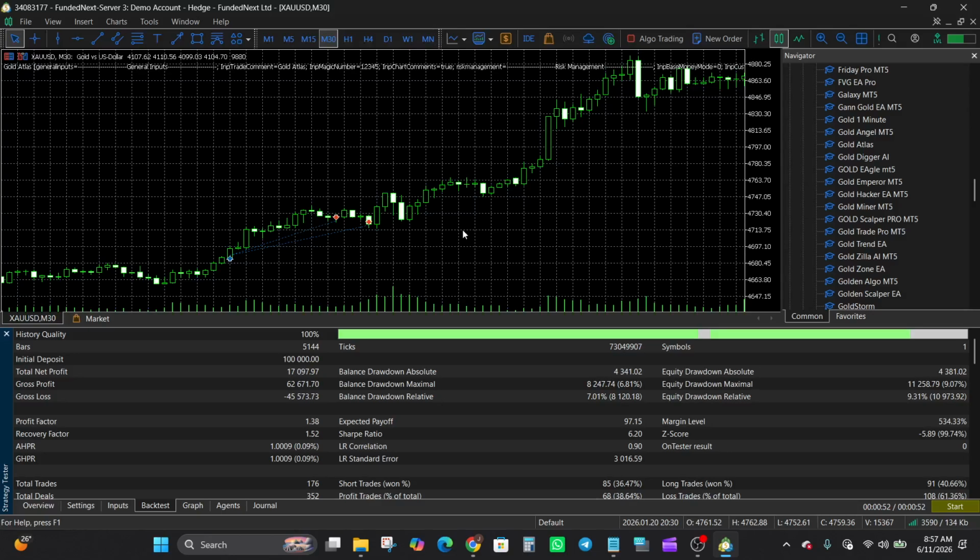So overall, the Gold Atlas looks like a structured prop firm oriented breakout system focused on long-term consistency rather than aggressive short-term gains. I'll definitely recommend running forward tests or demo testing first to see how it behaves in live conditions before considering any real capital deployment.